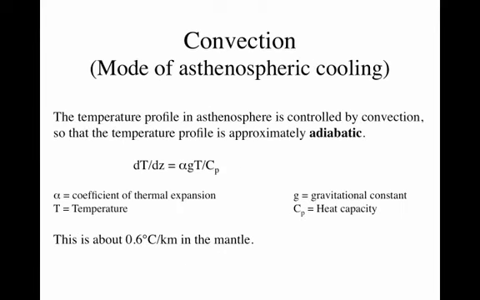Convection, on the other hand, is approximately adiabatic, such that your thermal gradient is proportional to the temperature over the heat capacity of the materials. And this is about 0.6 degrees Celsius per kilometer in the mantle.